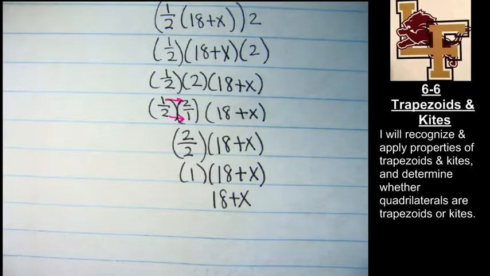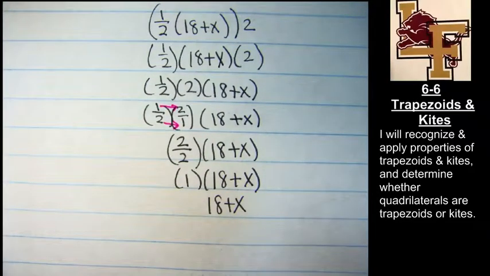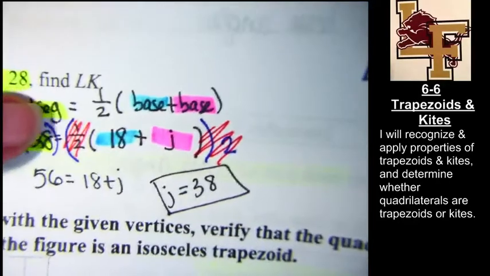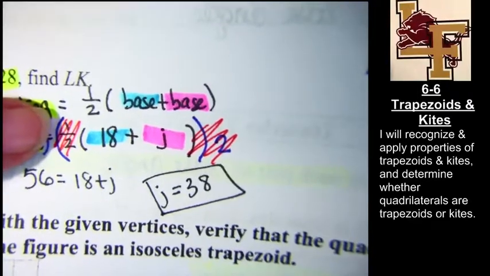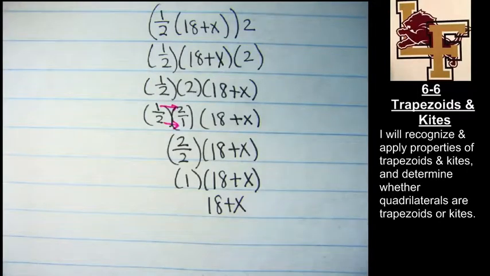Well, 1 times anything is just itself. You see it? When you're multiplying a fraction by its denominator, you don't have to write all this. You can just go directly to that and scratch it out. Okay? But this is the reason behind why you can just scratch it out. Fair? Okay.